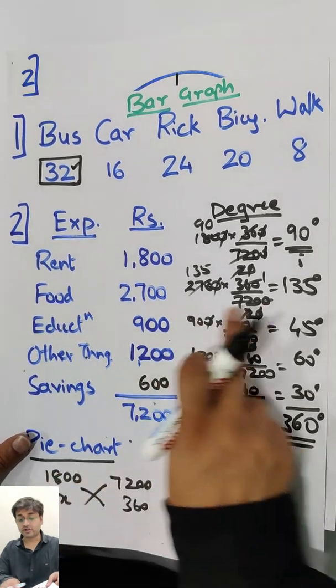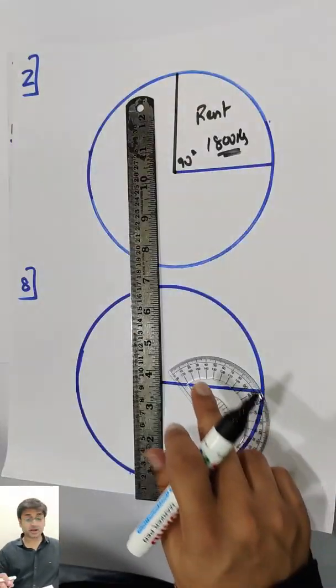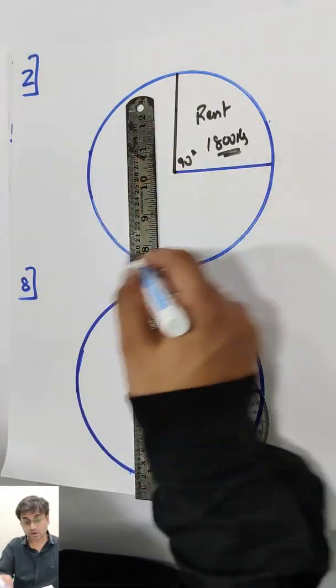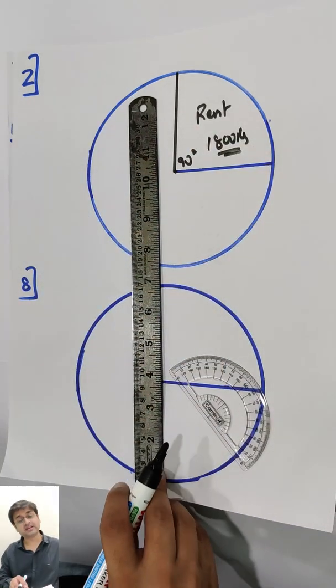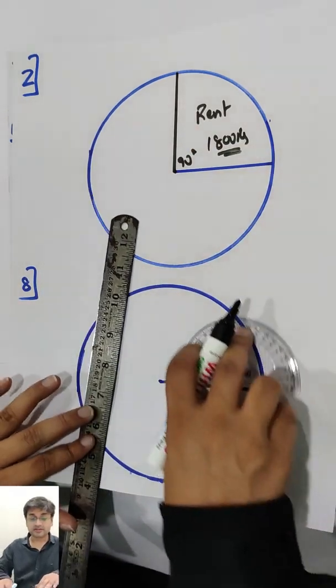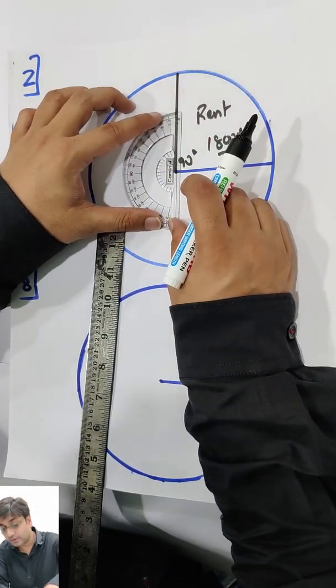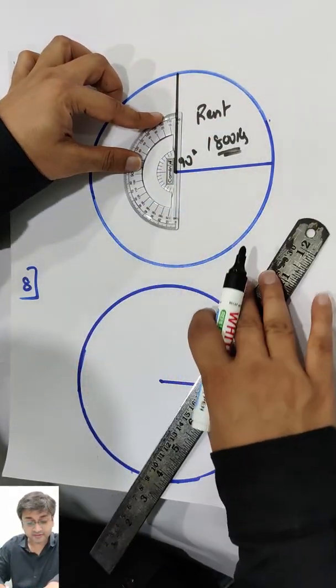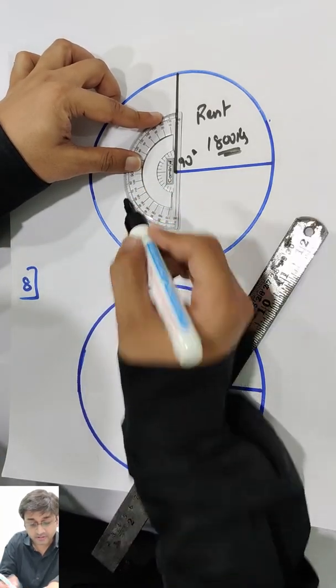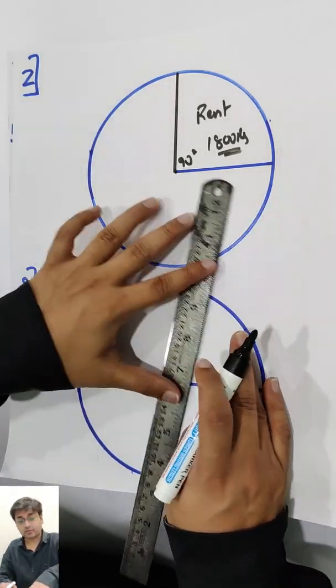The next one, food, is 135. Okay, now you can either go down, that is clockwise, or anti-clockwise. Anything is fine. Now 135, the next item. So keep this black line now as 0 and take 135. So let's look at 135 here, and let's draw a line for 135.